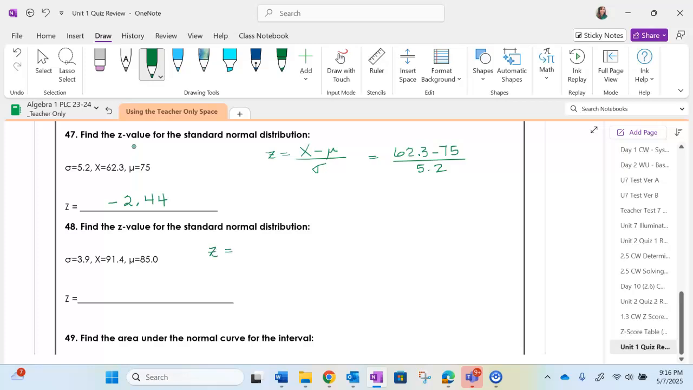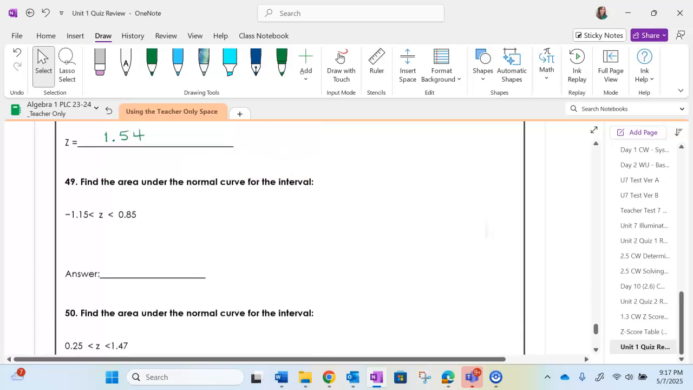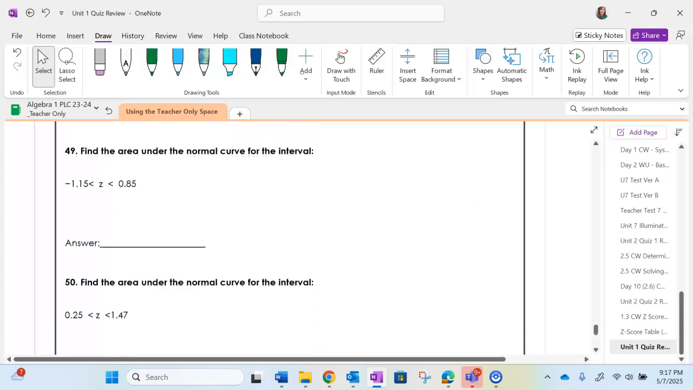The z-score equals 91 minus the mean of 85 divided by 3.9. Put it in your calculator. 91 minus 85, enter, divided by 3.9 gives you 1.54. This is very important because you have to get the correct number here in order to get the correct z-score. All right, do we have 2 left? We have 2 left. All right.